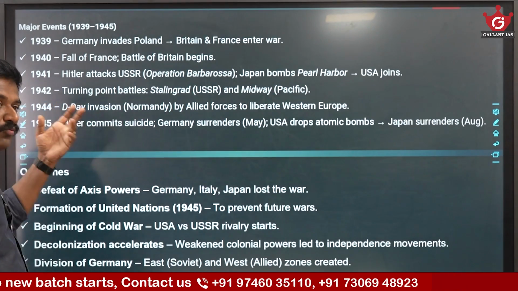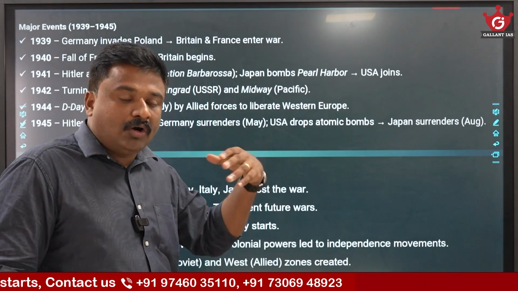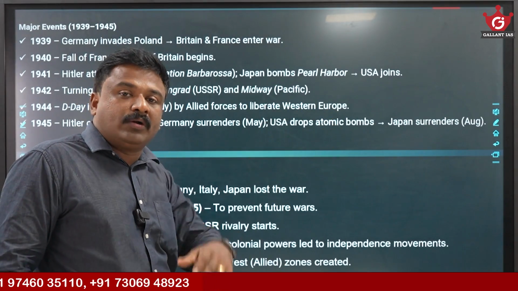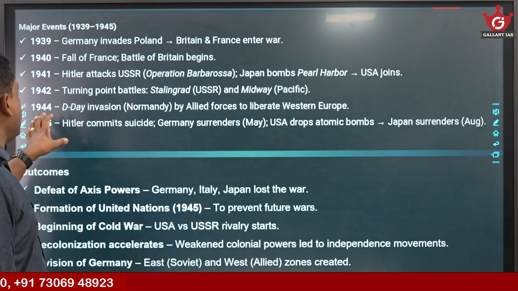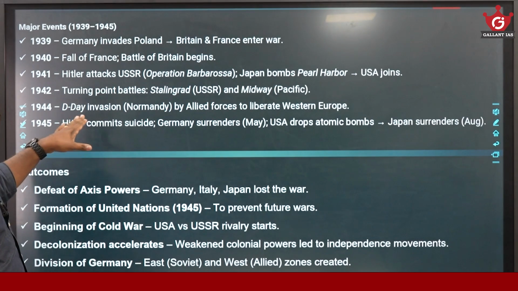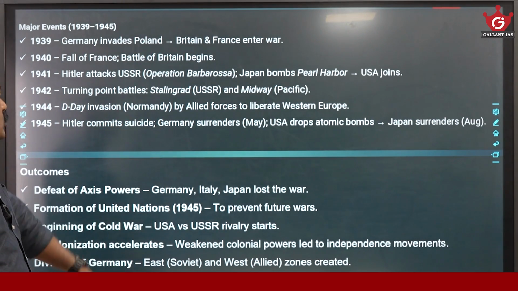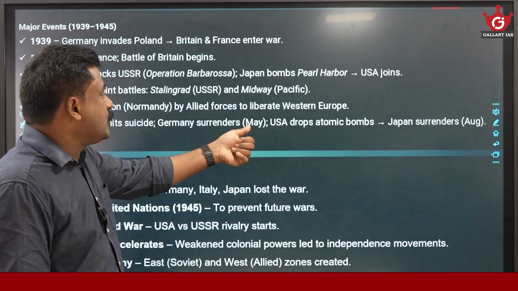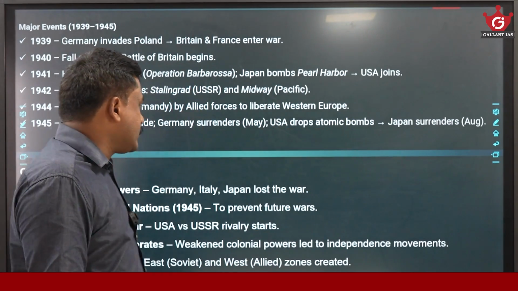In 1944, this was a war fought on the sea, in the air, and on the land. It was a very catastrophic battle. 1944: D-Day invasion of Normandy by Allied forces to liberate Western Europe. 1945: Hitler commits suicide, Germany surrenders, the US drops atomic bombs, and Japan surrenders.